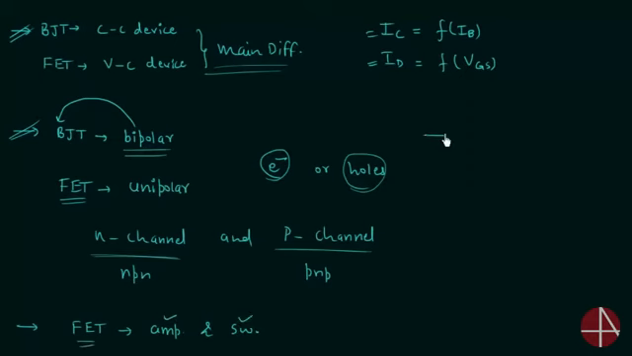Let's move to the fifth point, and the fifth point is related to the hierarchy we are going to follow in this chapter. The field effect transistors can be broadly classified into two types.